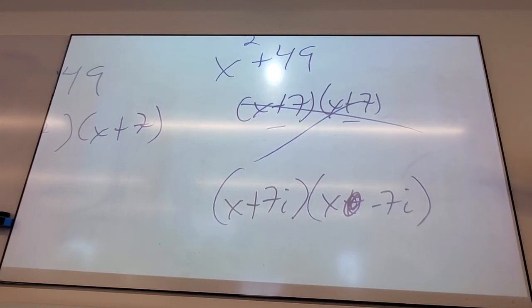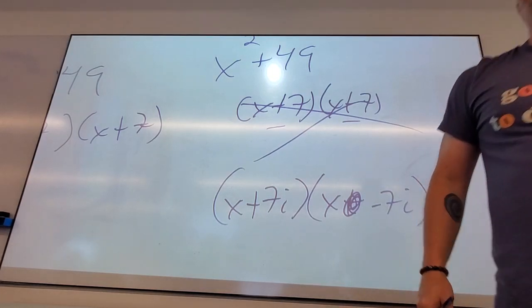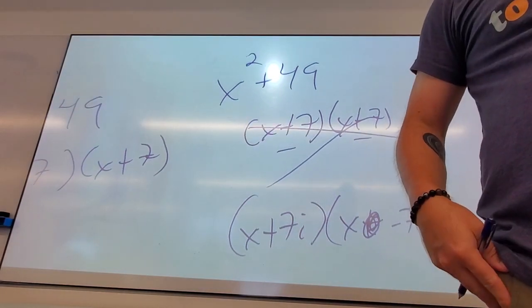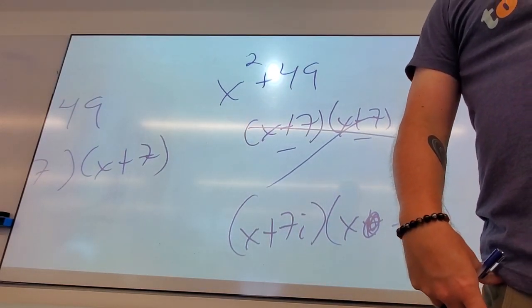What's i again? Do you guys remember what i is? Square root of negative 1. Square root of negative 1. Imaginary is a bad name.